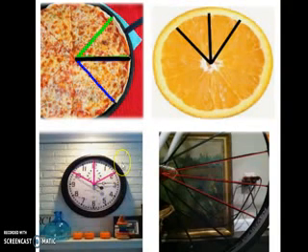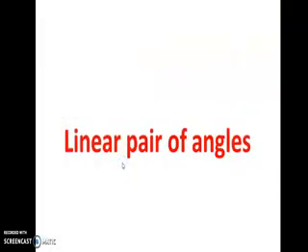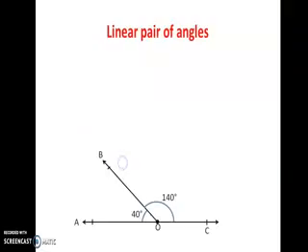Okay, now let us move on to our next concept, that is linear pair of angles. Children, in this figure, can we say these two angles, angle AOB and angle BOC, are adjacent angles? Yes, these two angles are adjacent angles because they share a common arm OB, isn't it? And so these two angles are adjacent angles.